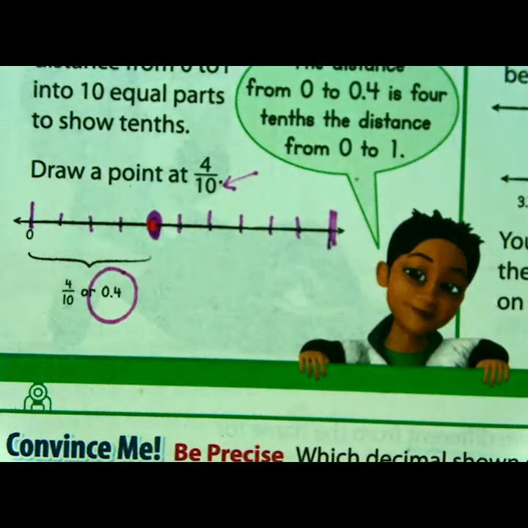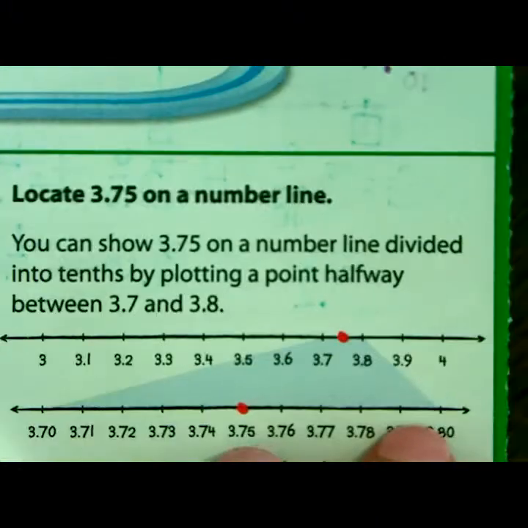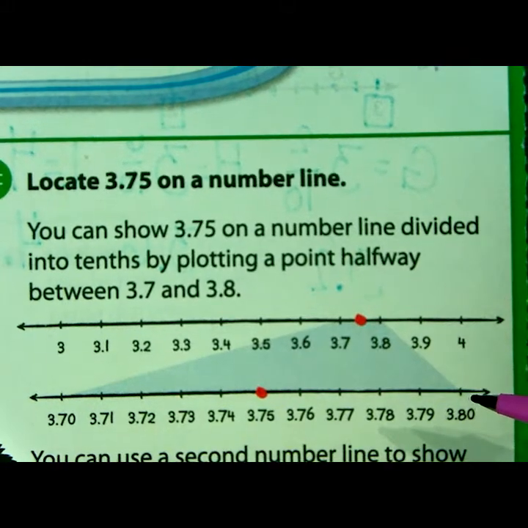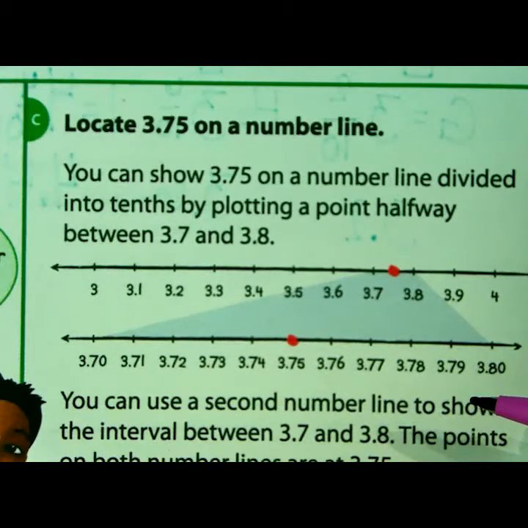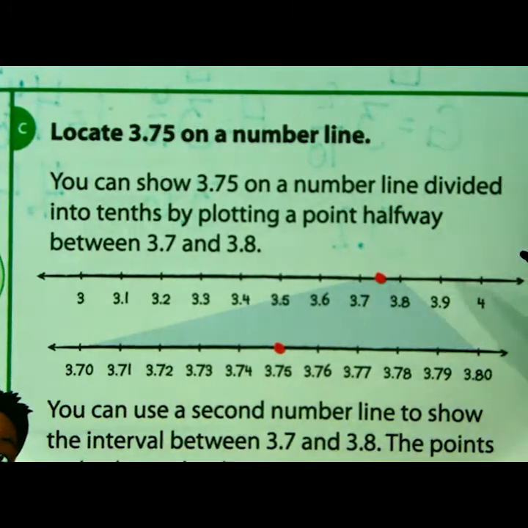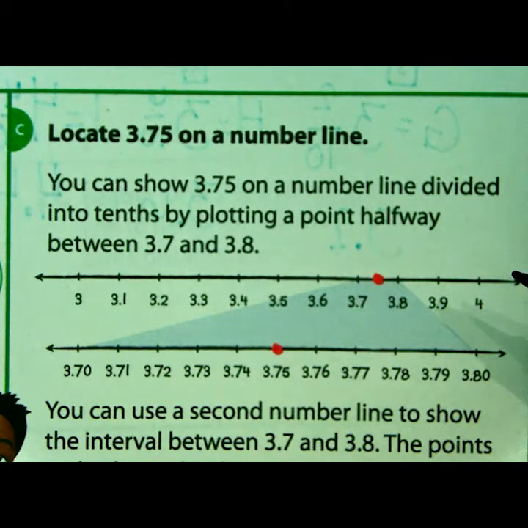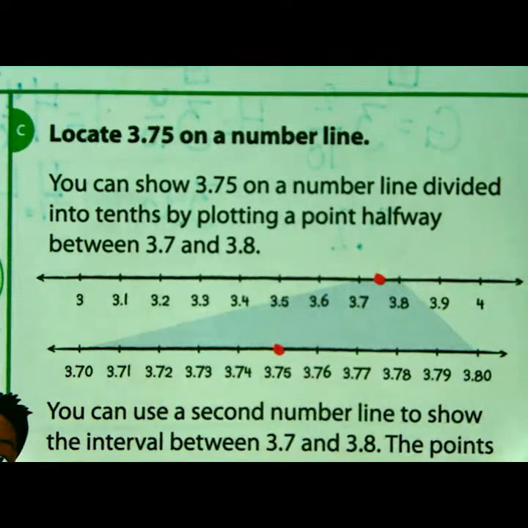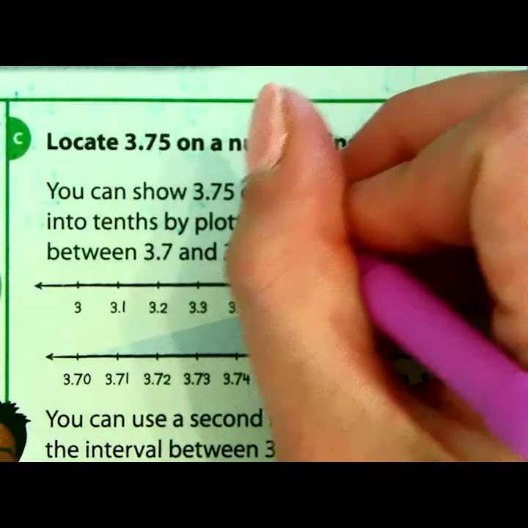Now let's look at this one. There's actually 2 different ways to do this, guys. I really need you to focus on this part. Stay with me. You can show 3 and 75/100ths on a number line divided into tenths, or you can show it dividing into hundredths. So let's look. When I say tenths, you have to put the point halfway because you're kind of thinking what's between 70 and 80, right?